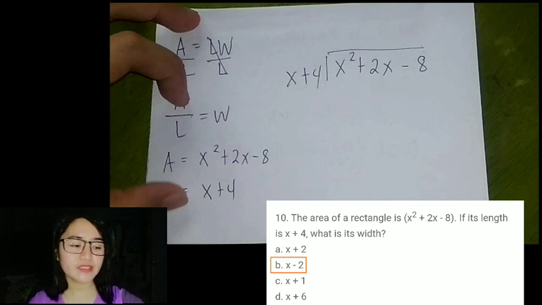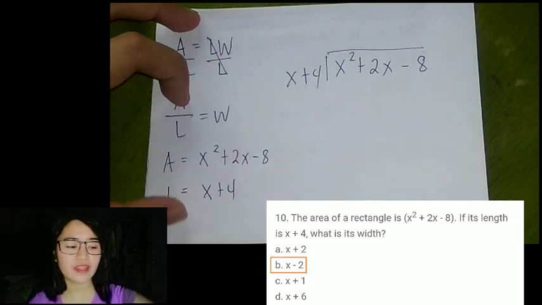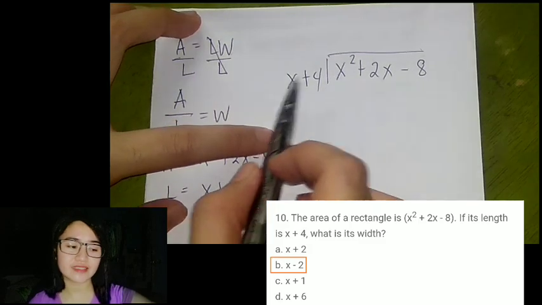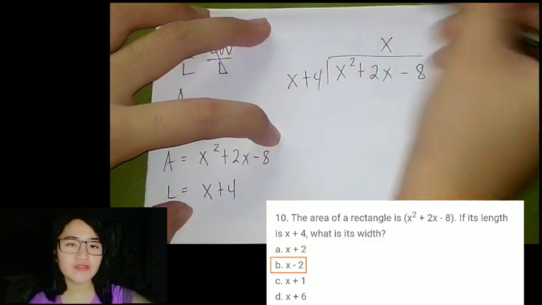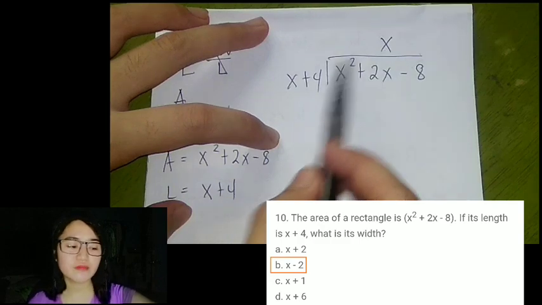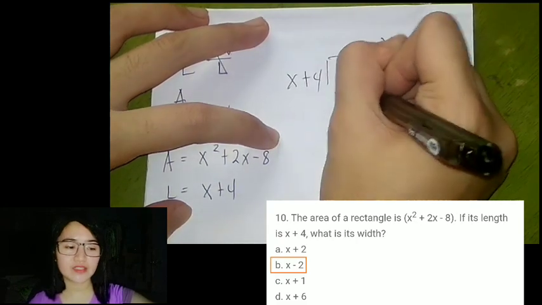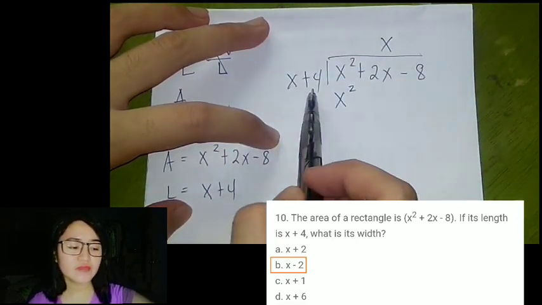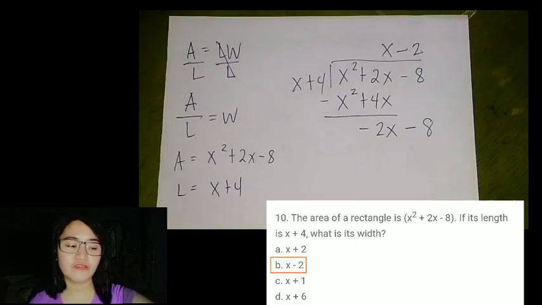Ang first step is, yung first term ng dividend natin, which is yung x squared, i-divide natin sa first term ng divisor. So, again, first term divided by the first term. So, x squared divided by x, that is x. And then, after mo ma-divide yan, i-multiply mo yung x na yan sa lahat ng terms ng divisor. So, x multiplied by x, that is x squared, and then x times 4, that is positive 4x.